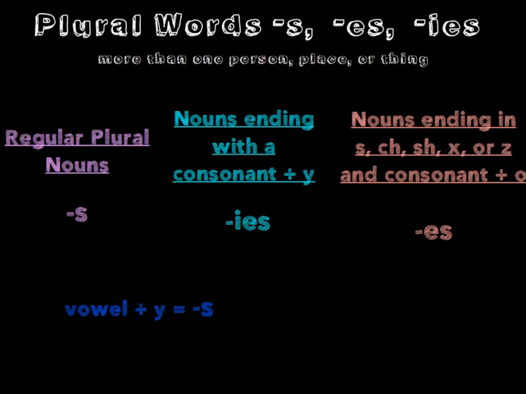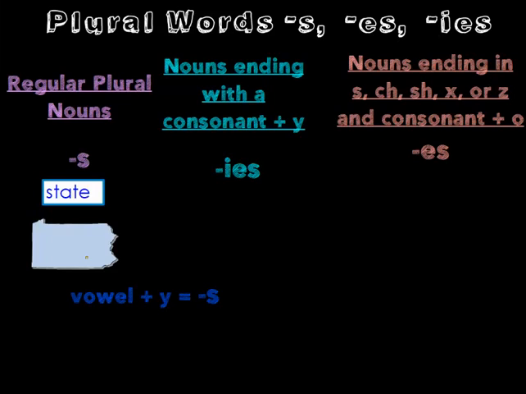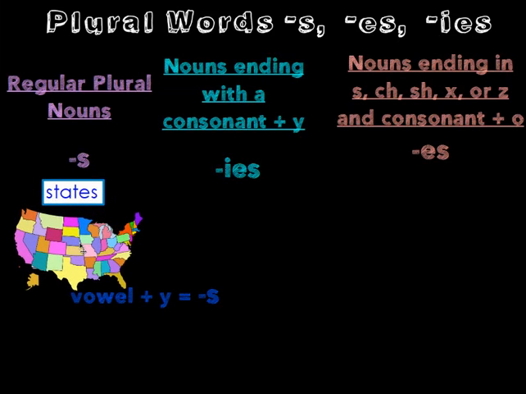Let's take a look at some examples. We'll begin with an example of a regular plural noun. We have the word state. To make this word plural, all we need to do is add an S. Now instead of one state, we have states. There are 50 states in the United States.